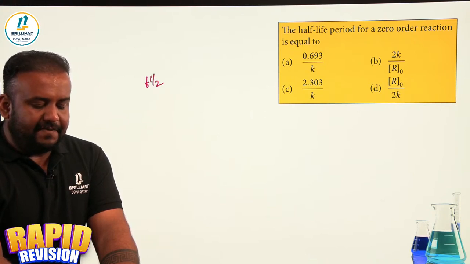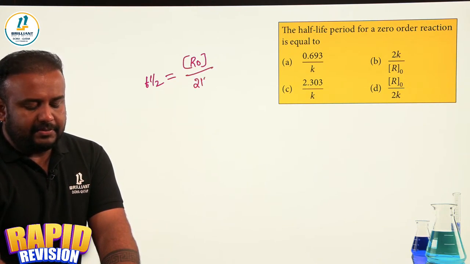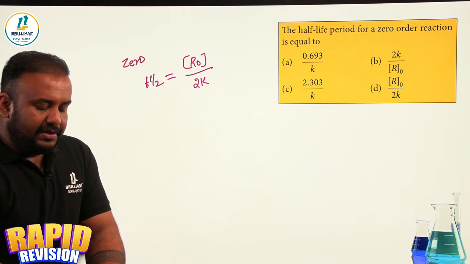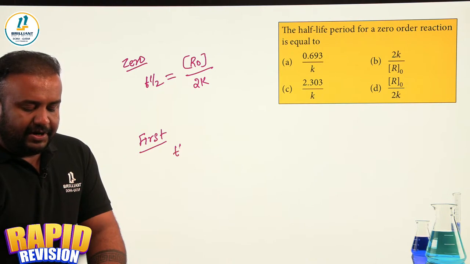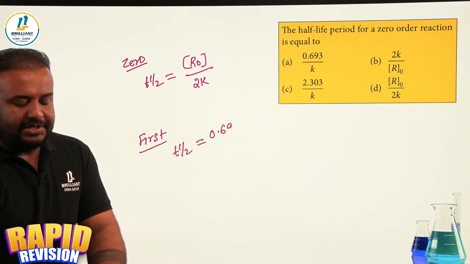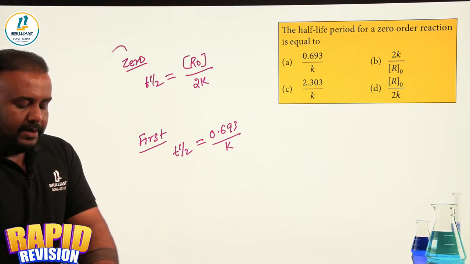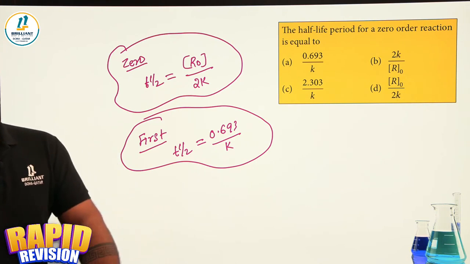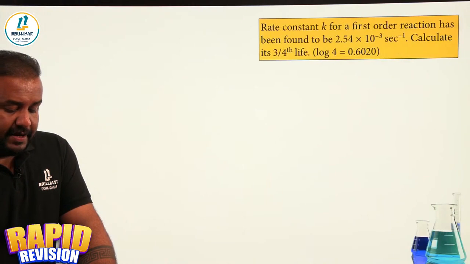Zero order reaction, what is T half? It will be equal to R naught by 2K. Correct? For zero order reaction. What is the equation for first order reaction? First order reaction is independent of initial concentration, 0.693 by K. These are the only two half-life equations you need to remember. Very easy. Numericals may come based on the first order half-life.